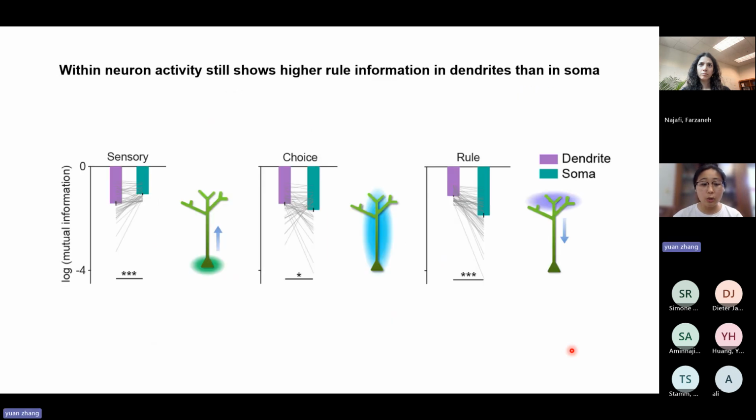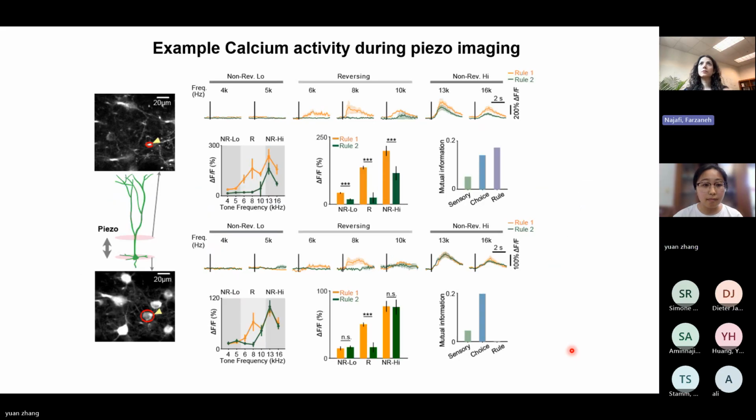Okay, summarize. Sorry, could you go back? For soma, I'm seeing that for those reversing tones, there is a separation. Oh, reversing tones, yes. Because for reversing tones, their rule and choice are different. Their left or right choice is different, because the choice is different. So you're saying the big separation is in the reversing tones. Your voice is a bit cut off.